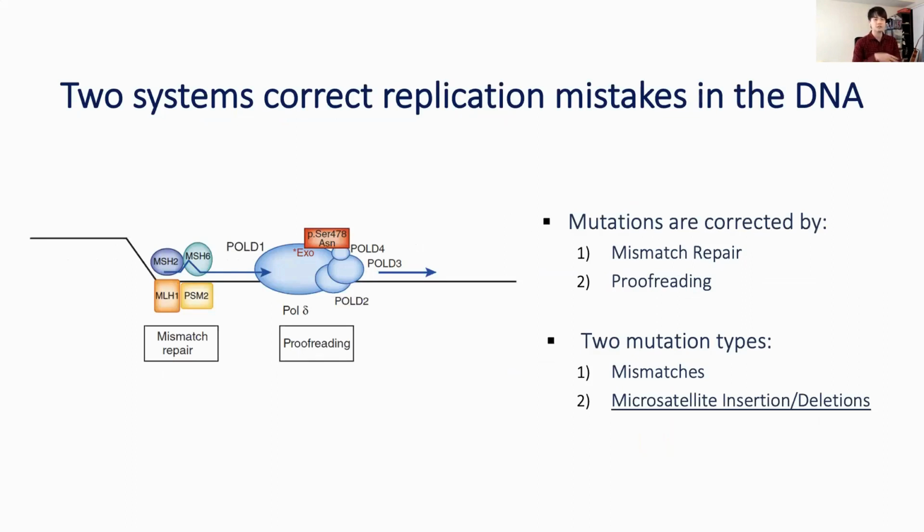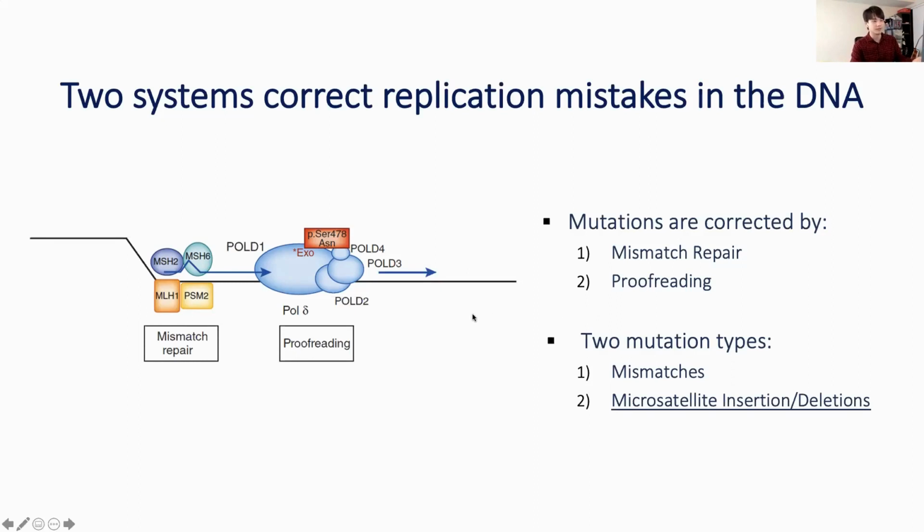So as the DNA is replicated by the DNA polymerase, it makes some mistakes, which are repaired by the mismatch repair system, as well as the innate or intrinsic activity of the proofreading domain of the polymerases themselves. And Dr. Das explained a lot about what mismatches are, and I will be focusing on how Logic is based on microsatellite insertions or deletions.